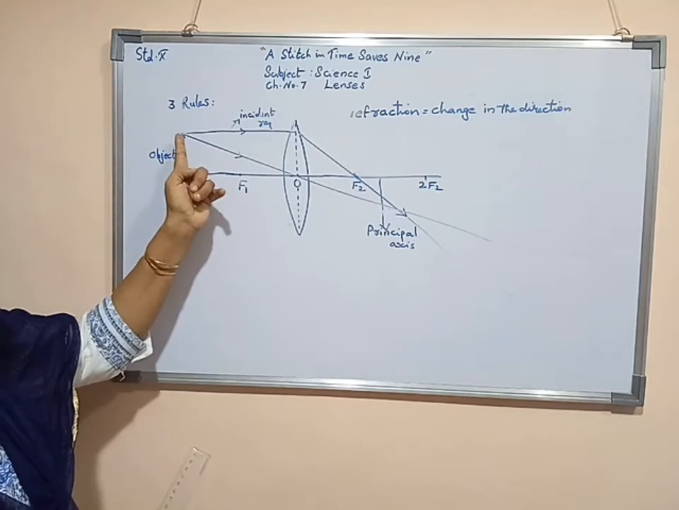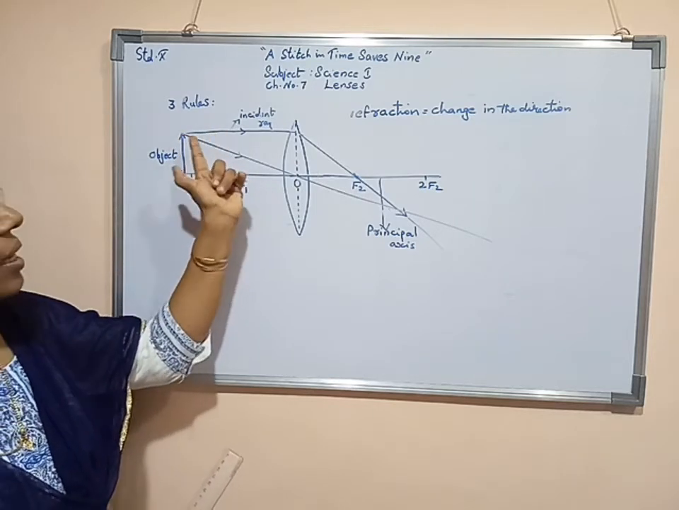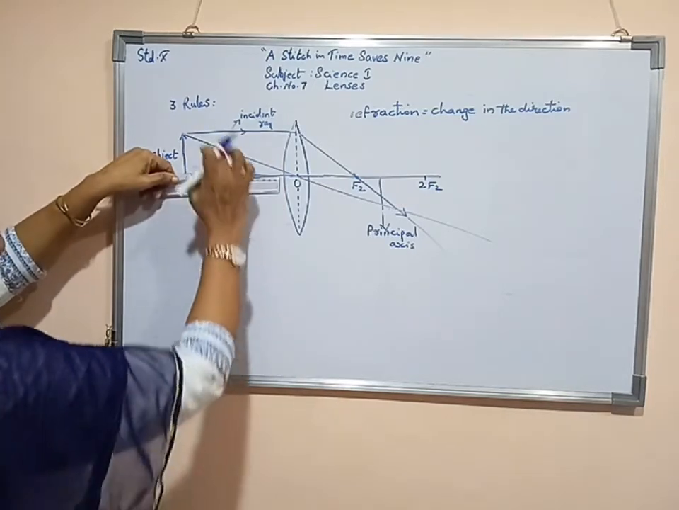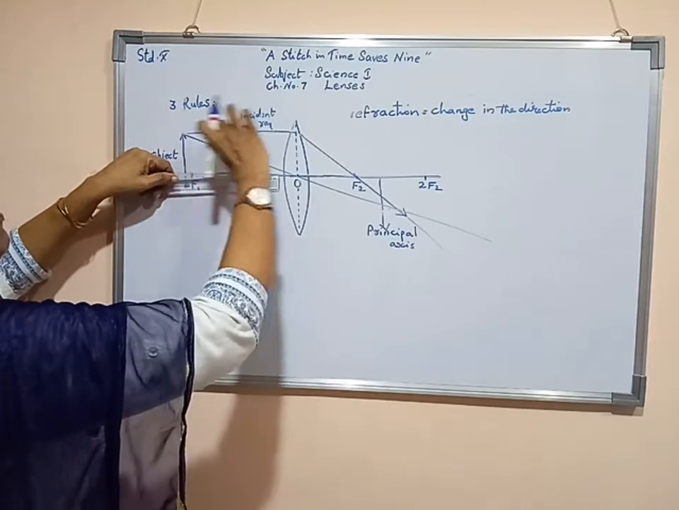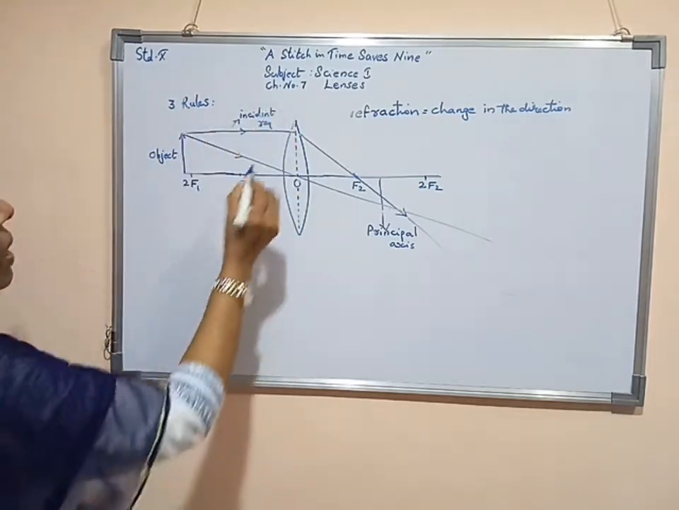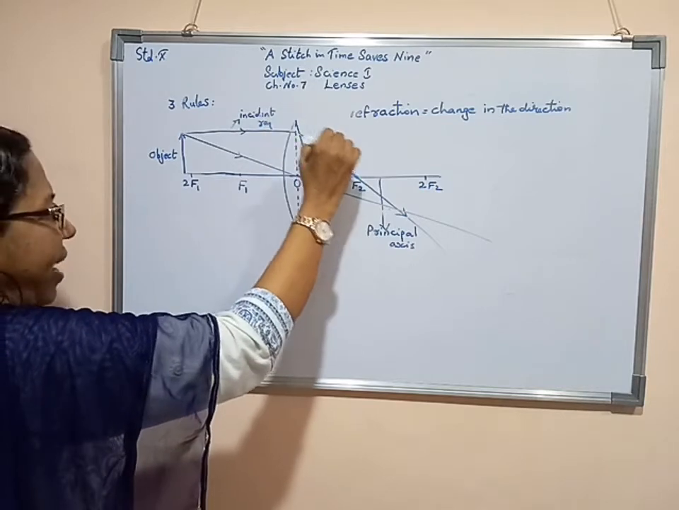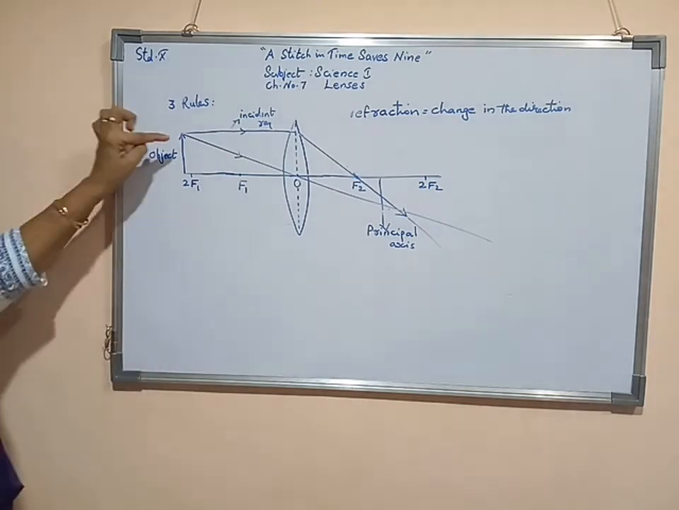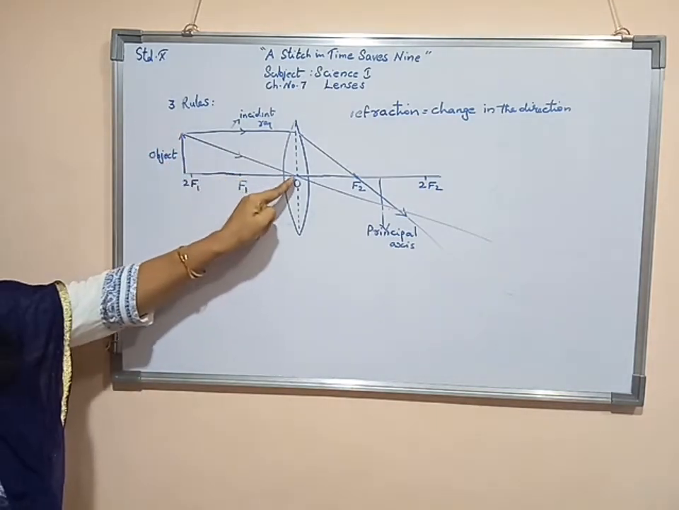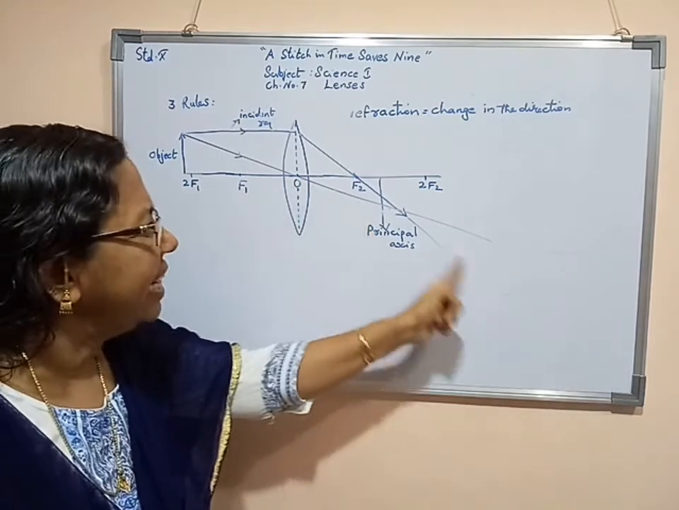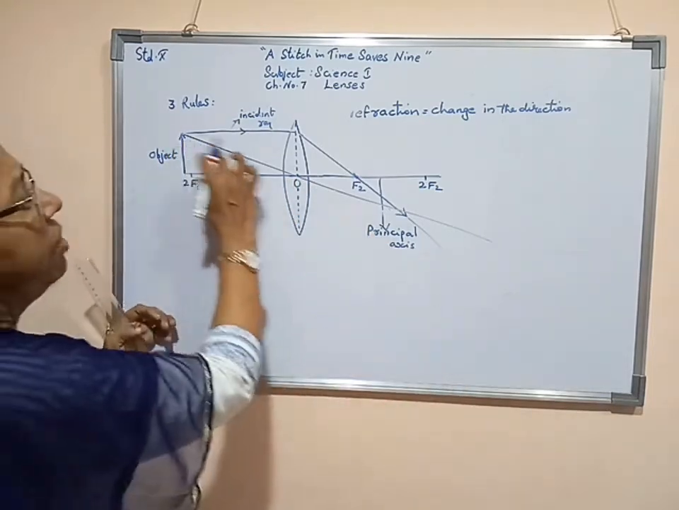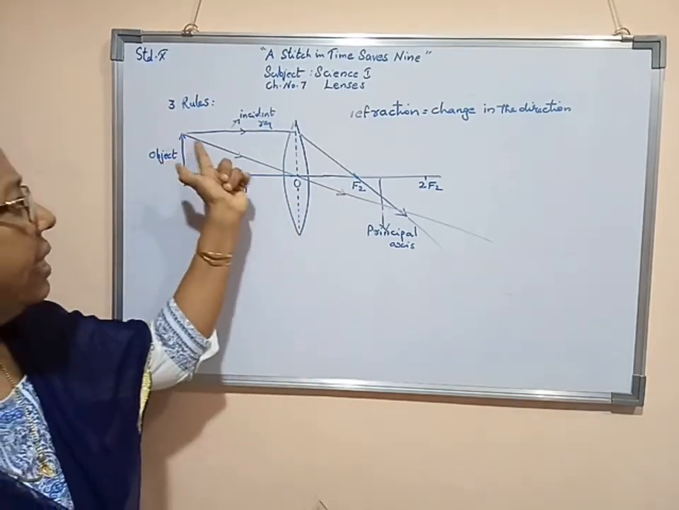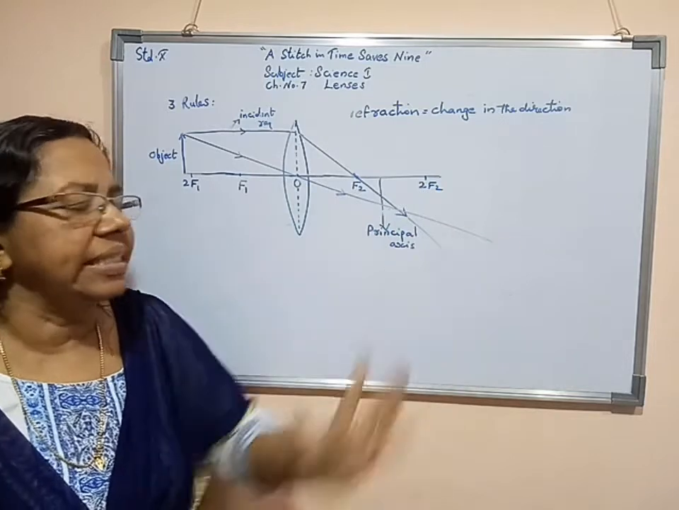This is the first rule. What is the first rule? The ray which is moving parallel to the principal axis. This is the principal axis, this is the ray of light. Both of them are parallel to each other. But once it reaches here, it refracts and it passes through the principal focus. The other ray that is passing through the optical center passes straight without any deviation. There will be no refraction. It will pass in a straight line.